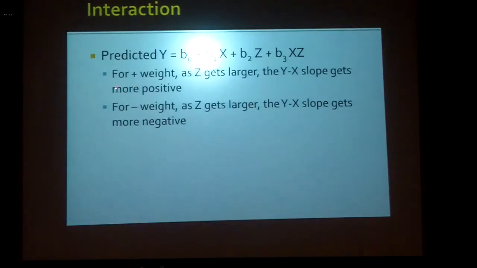But in terms of interpreting it, if this has a positive beta weight, then as this one gets larger, this slope gets more positive, and as Z gets larger for a negative beta weight, this one gets more negative. So depending on the sign of this, you can use it to predict what happens to this.